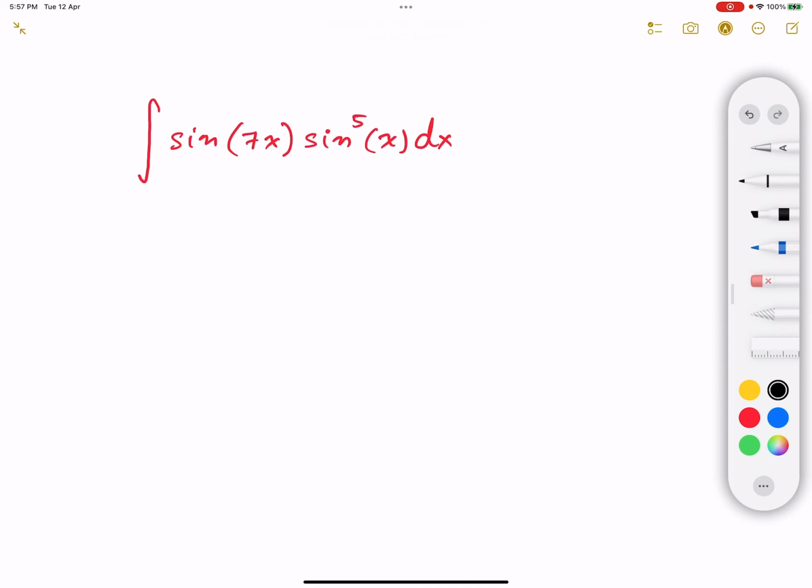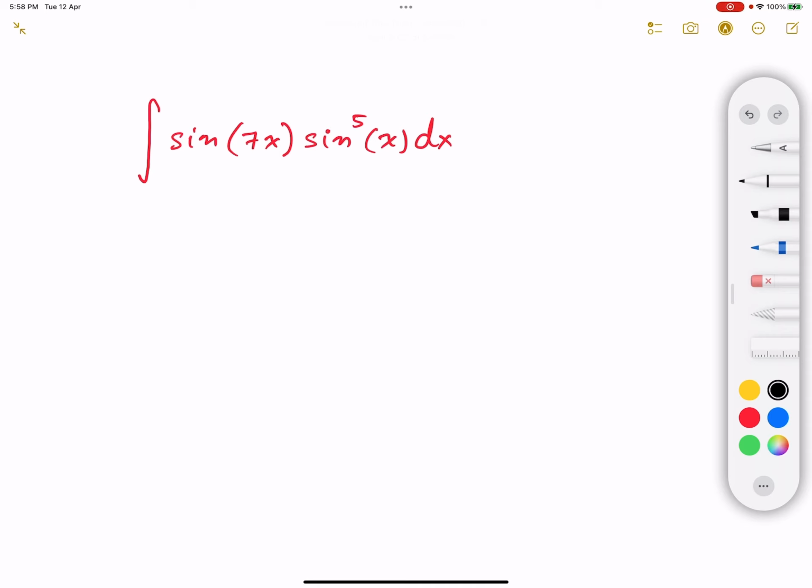There's a very simple trick here that would make this whole problem a lot easier and straightforward. And this is by rewriting the sine of 7x as the sine of 6x plus x. Okay, and you guys are going to see how this simplifies the solution a lot.